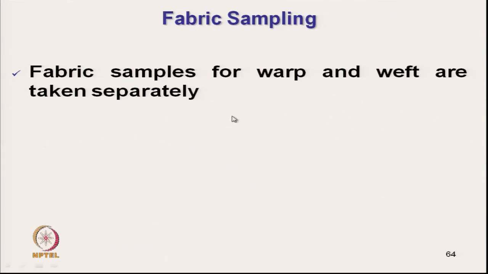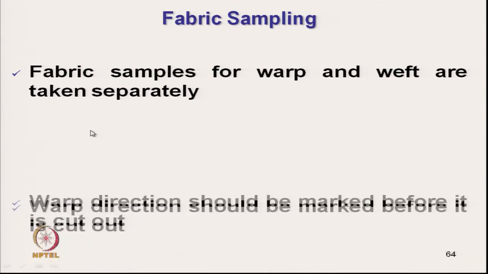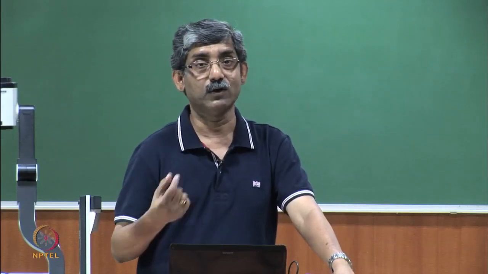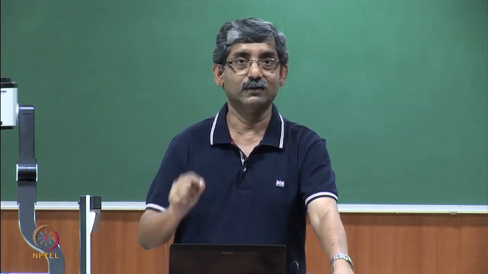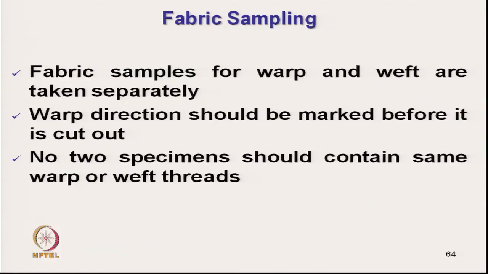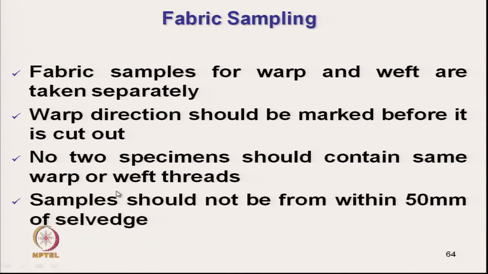Fabric samples for warp and weft are taken separately. First, the warp direction should be marked. After cutting, it is very difficult to identify which direction is warp and which is weft, so before cutting we should mark them. Similarly, no two specimens should contain the same warp or same weft threads. Samples should not be taken from the edge, because at the edge we have selvage and other problems, so we should avoid at least 5 centimeters, that is 50 millimeters, from the selvage.